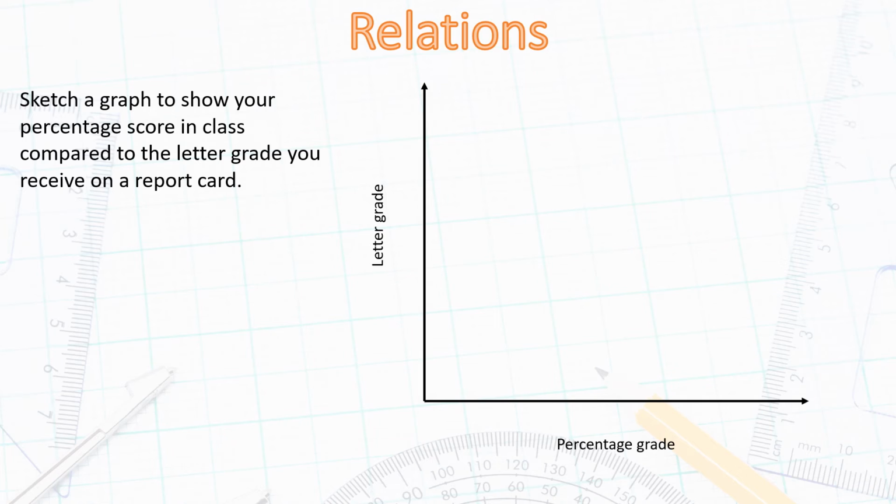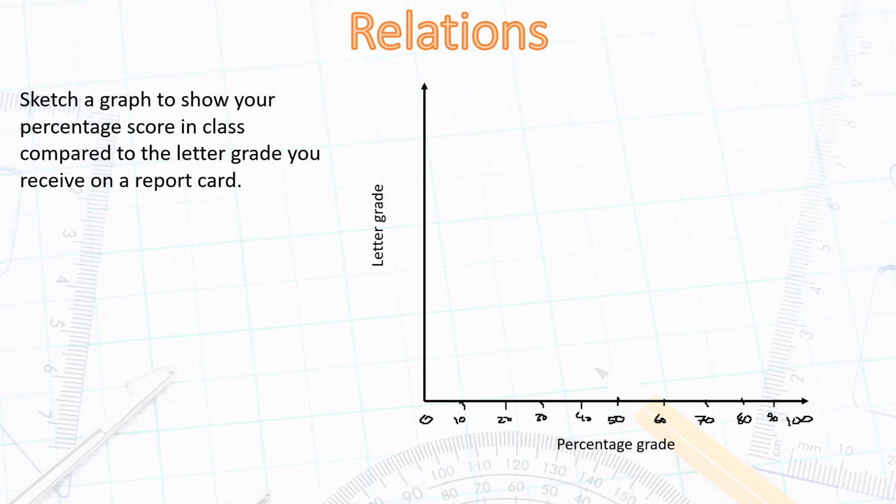So on the bottom is our percentage grade, that's our domain. And we'll assume that there's no extra credit or anything like that involved. Your percentage grade would range from a 0 to a 100. So like halfway in there would be a 50, 60, I'm just like roughly making these up, 70, 80, 90, and 100. And then lower again, 40, 30, 20, 10.